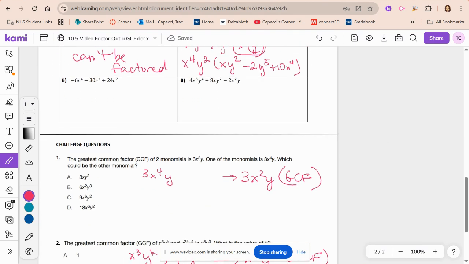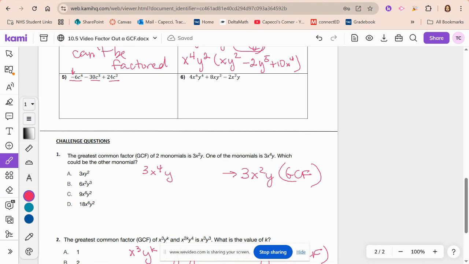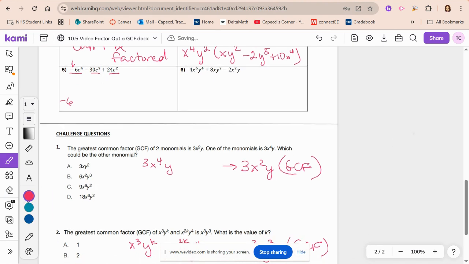Okay, let's move on. Number 5. So in this case, I have a -6 out front. So let's see if I need to do anything with that. So I have a 6, a 30, and a 24. And my greatest common factor, my number, is going to be 6. But I notice it's already in standard form, and I notice I have a negative. We always want our leading coefficient in the parentheses to be positive. So therefore, I'm going to take out a -6, and you'll see why in just a minute.